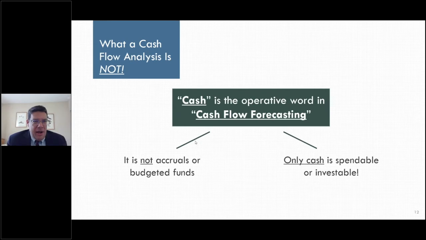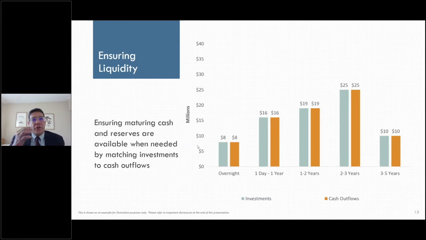What it is not is it's not counting in accruals or any sort of funds that you've budgeted but you don't have on hand. Only spendable cash can be included here. Cash is the operative term here. You want to see a budget of how much actual cash came in when you look at receipts, and not some receipt that you've accrued, because you can't invest an accrual. You cannot invest an accrual. You can invest cash.